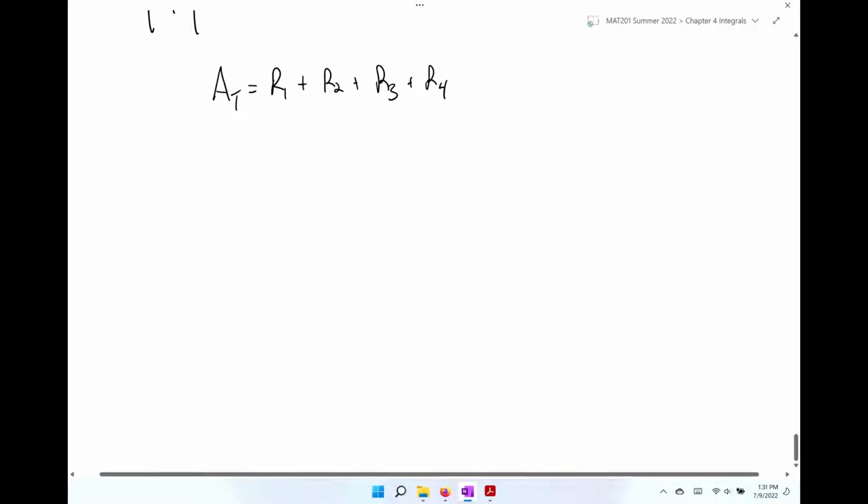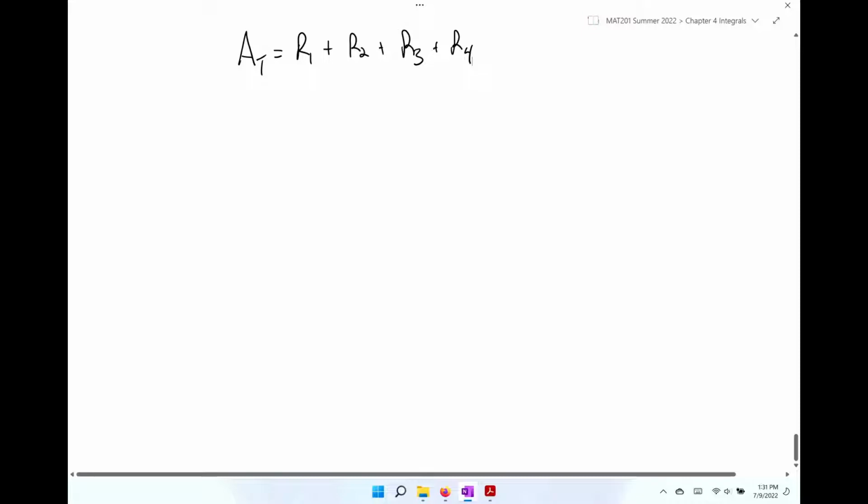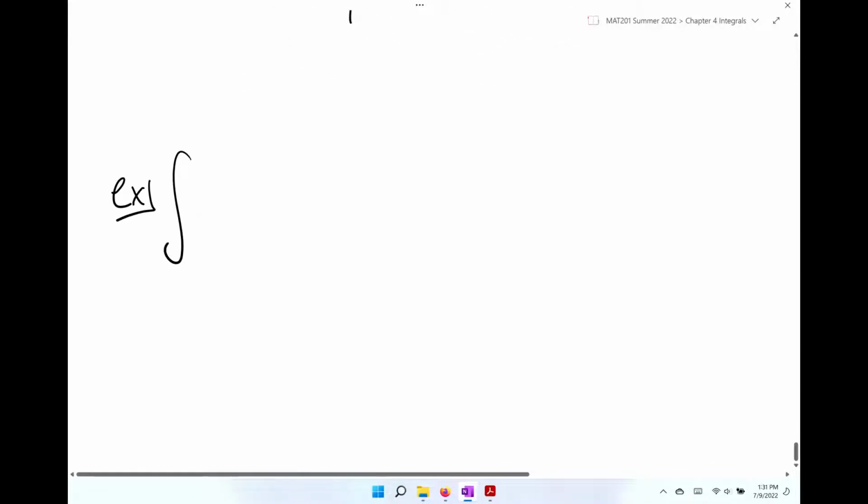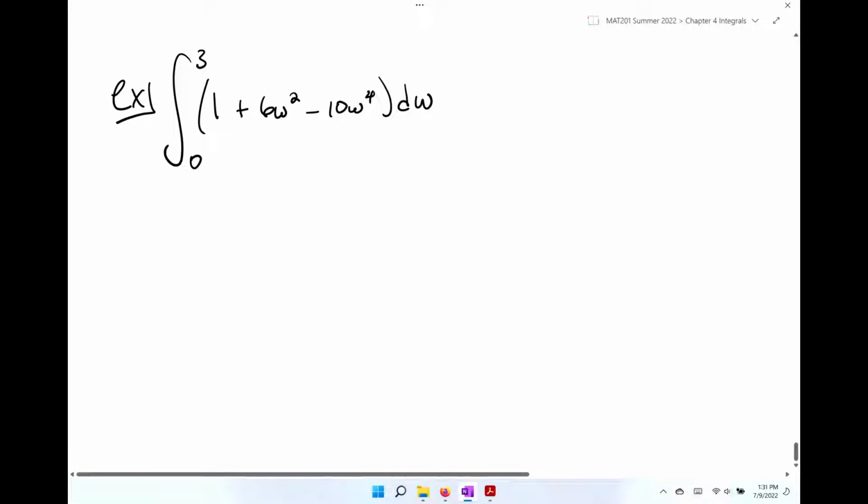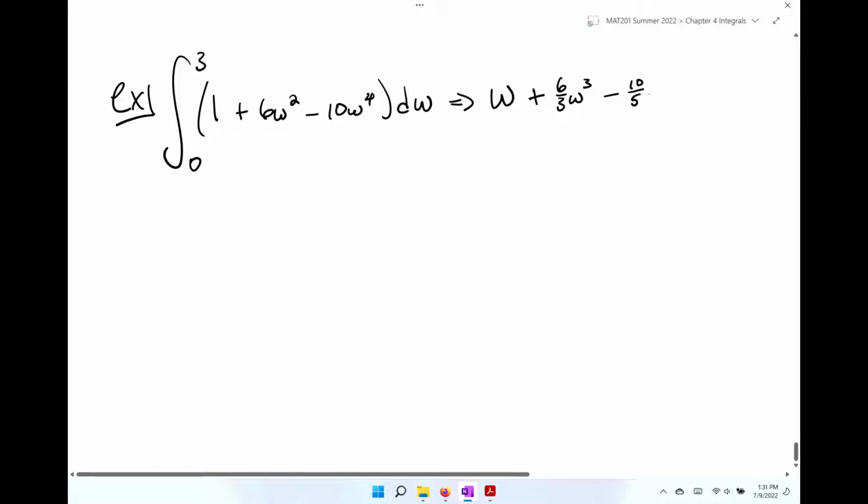Okay, so I'm going to do just one more example, all right? But I'm not going to really draw this one out here. We're just going to go right into it, all right? So we're going to integrate from 0 to 3, 1 plus 6w squared minus 10w to the 4th dw. Now going from left to right, we're just going to integrate. So the integral of 1 would be w, plus the integral of 6w squared would be 6 over 3 w to the 3rd, minus the integral of 10w to the 4th is 10 over 5 w to the 5th.